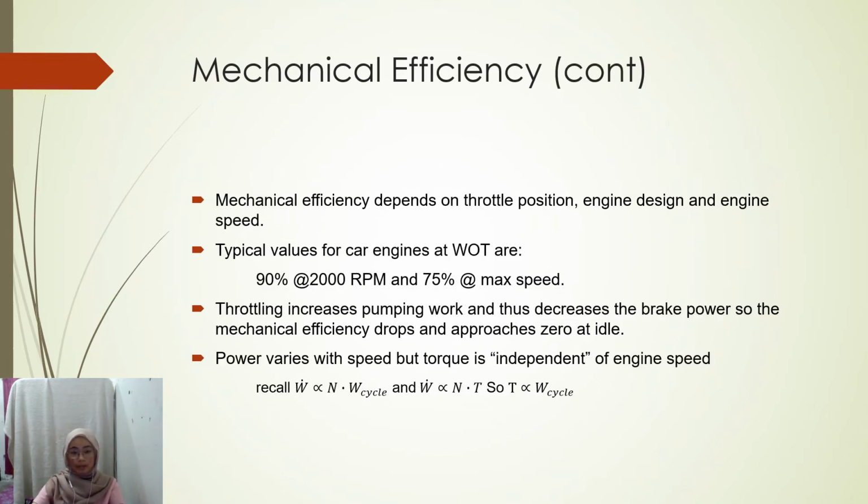So, mechanical efficiency depends on throttle position, engine design, and engine speed. Typical values for car engines at wide open throttle are 90% at 2000 revolutions per minute and 75% at maximum speed. Throttling increases pumping work and thus decreases the brake power, so the mechanical efficiency drops and approaches zero at idle.